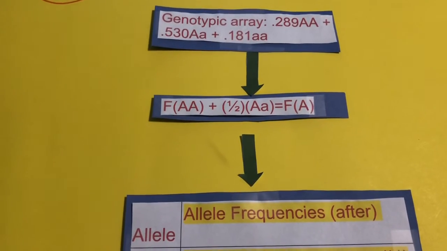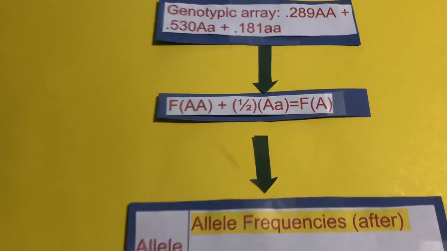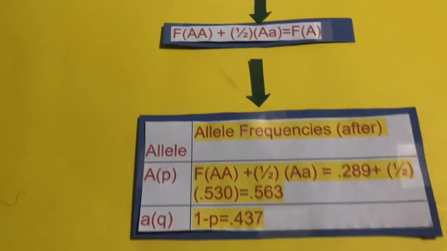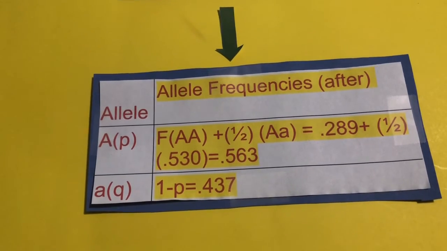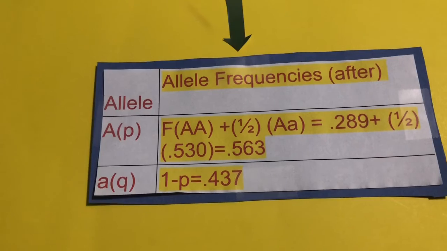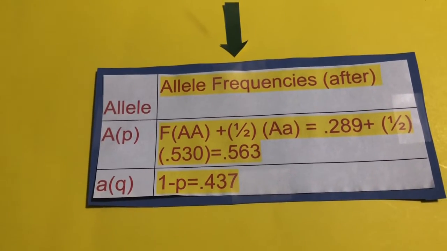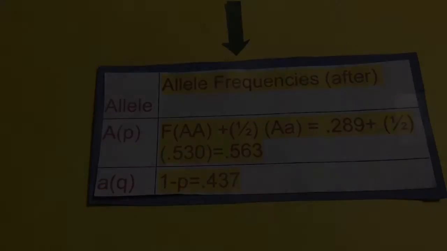Here is the genotypic array, and we can use these frequencies to find our allele frequencies after selection by following this formula. To find the frequency of big A, you can just add the frequency of big A big A plus 1/2 the frequency of big A little a to get your answer. And since the allele frequency should equal 1, you can just subtract the frequency of big A from 1.